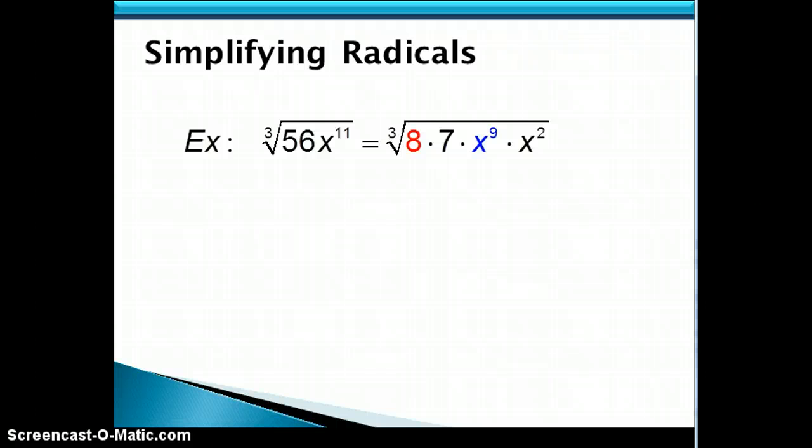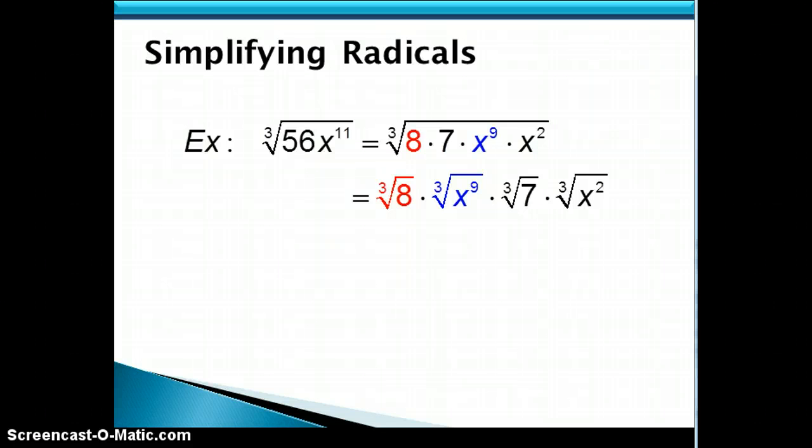Now we use the product rule to split this apart, so we cube root the perfect cubes first, so cube root of 8, and then the cube root of x to the 9th, and then we do the cube roots of the non-perfect cubes last.